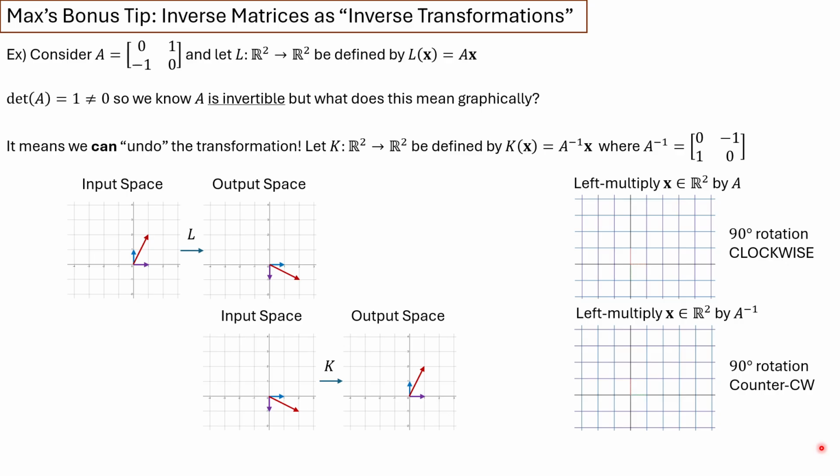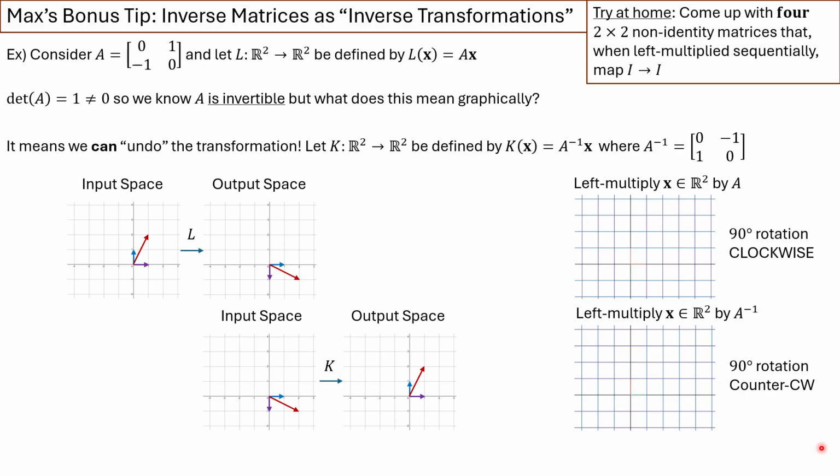All right, so I'll leave you with a quick puzzle to try at home. Can you find 4 different matrices that, when you chain them all together, loop you back to the identity? Just a fun thing to try.